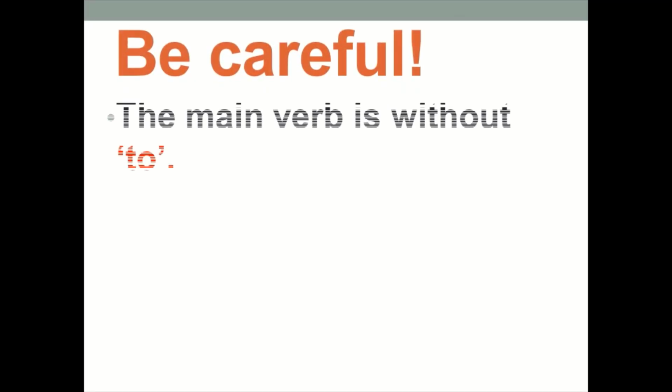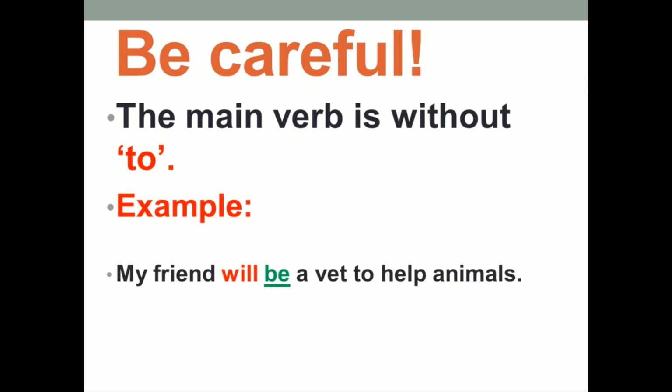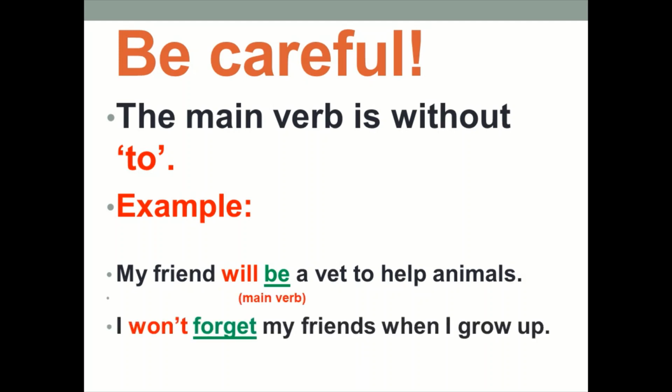Be careful. The main verb is without to. For example, my friend will be a vet to help animals. So it will be wrong if you say, my friend will to be a vet to help animals. It's incorrect. Okay, next example. I won't forget my friends when I grow up. So as you can see, we don't put to before the main verb. So it's correct to say I won't forget my friends when I grow up. It's wrong to say I want to forget my friends when I grow up.